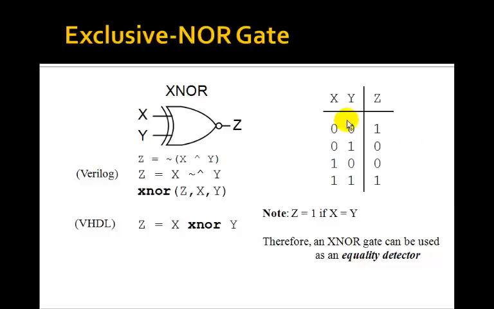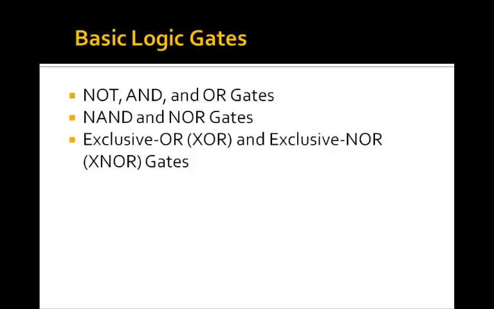Looking at the truth table again, notice that the output Z is 1 if X and Y are both 0 or both 1. That is, if X is equal to Y. Therefore, we can use an XNOR gate as an equality detector to detect when the two inputs are equal. So in this lesson, we've learned the truth tables for a NOT, AND, and OR gate, NAND and NOR gate, and the exclusive OR and exclusive NOR gate.